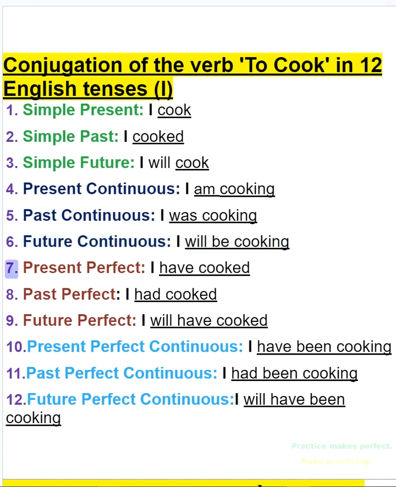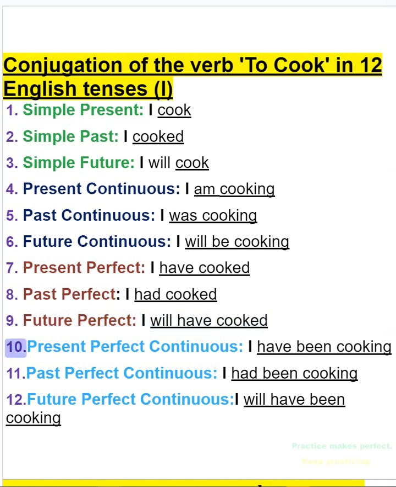7. Present perfect, I have cooked. 8. Past perfect, I had cooked. 9. Future perfect, I will have cooked.